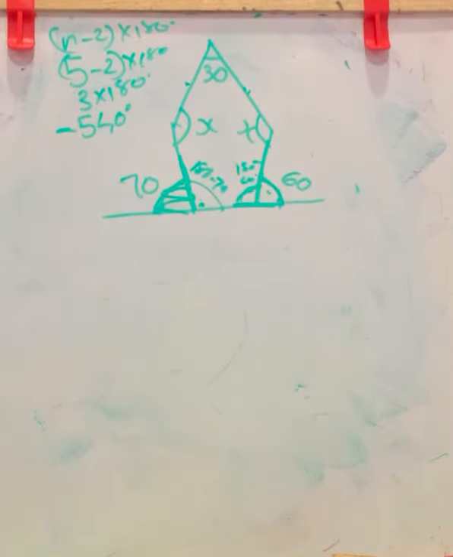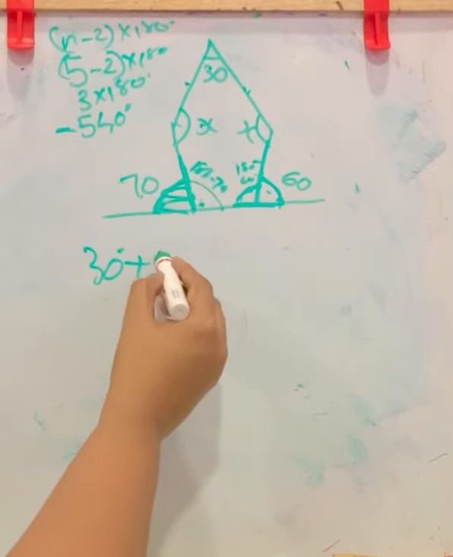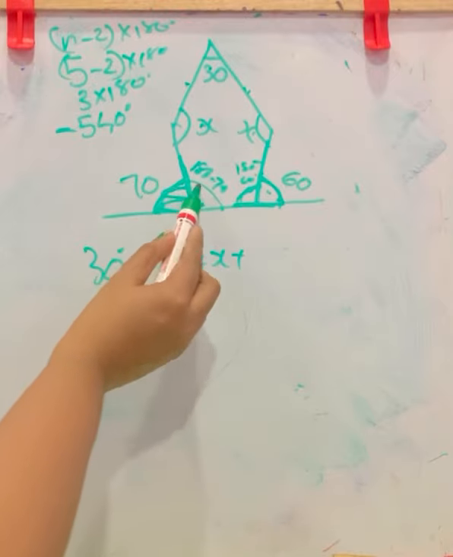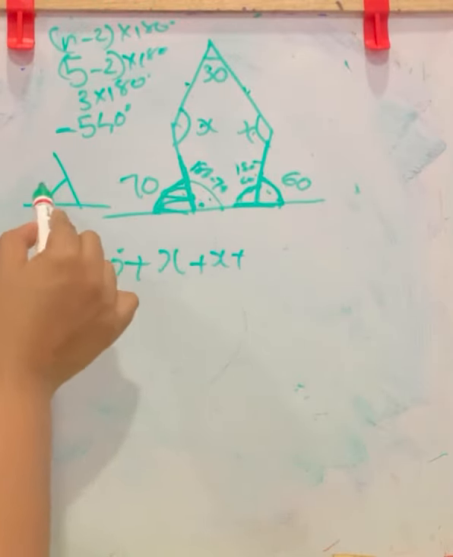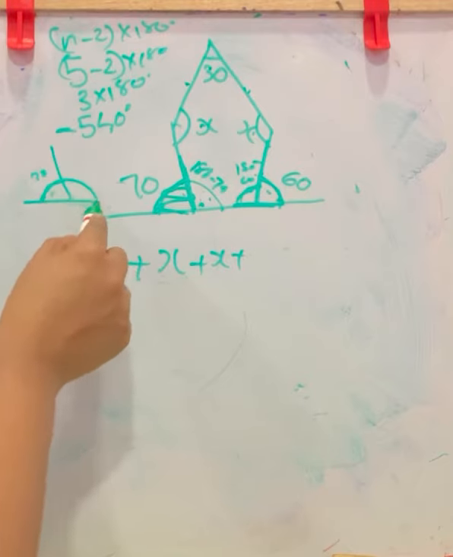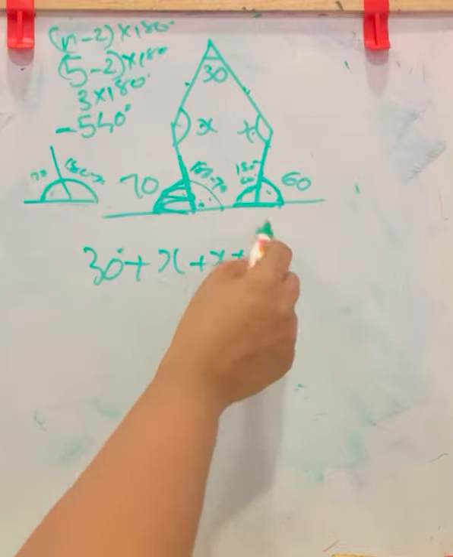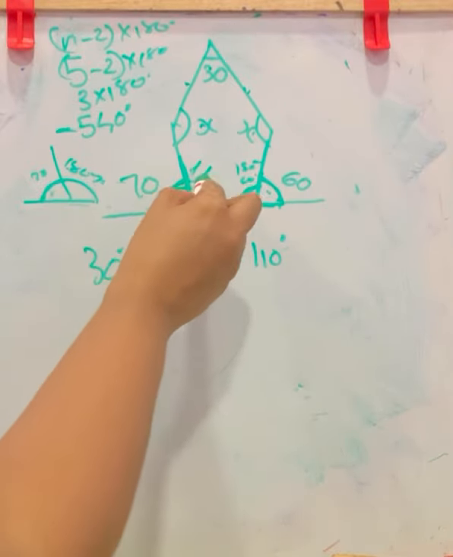Now let us check which are the angles here. This is 30 degree plus one x is there plus the other x is there plus this angle is 180 minus 70 because here angle is falling 70. This is linear pair. This is 180 minus 70, that is 110. Here the angle is 110 degree. We can write here 110.